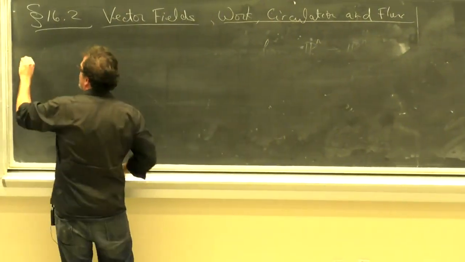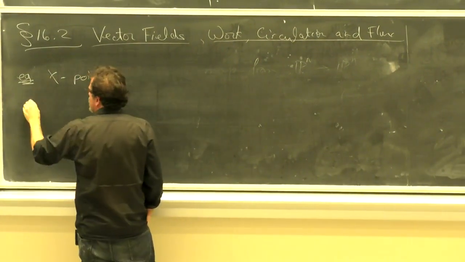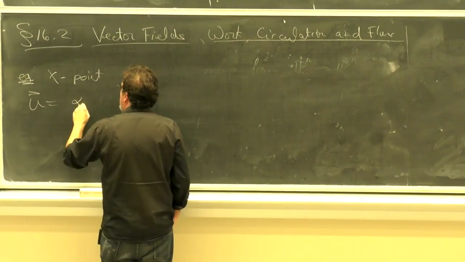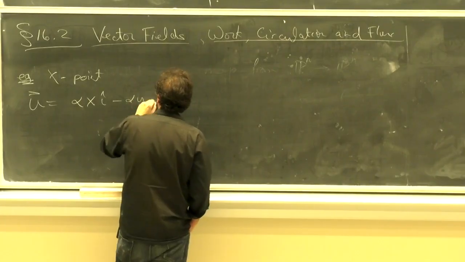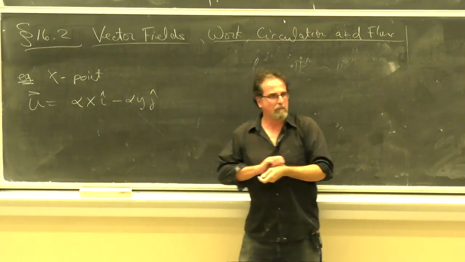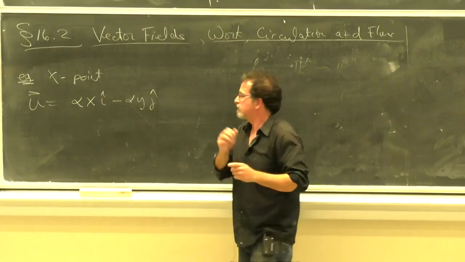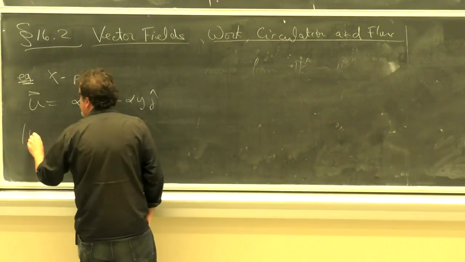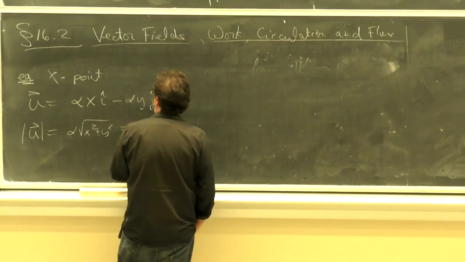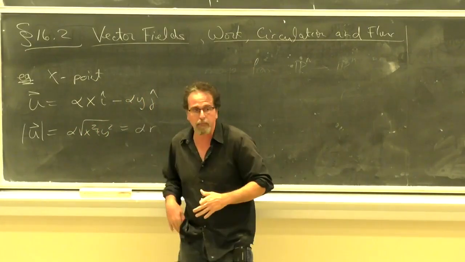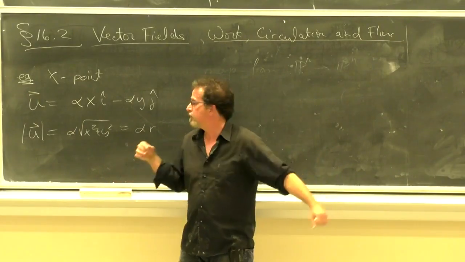Is, e.g., the x point, okay? And this u vector is equal to alpha x i hat minus alpha y j hat. So it's a little more complicated. Notice that the magnitude of u is still equal to alpha times the square root of x squared plus y squared, which is alpha r. So it still has the same property. It gets bigger linearly with distance from the origin.